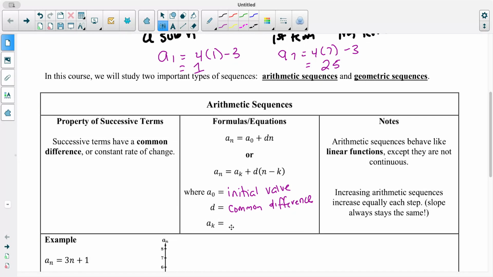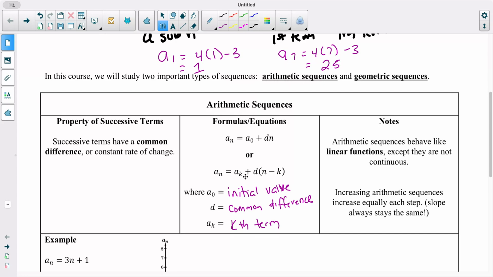It's just that a sub k is basically the kth term. Okay, so this is the form that you use when you don't have that initial value, right? You don't have the y-intercept, and you would have to work backwards to solve for it, which again, you did in Algebra 1, if they gave you a point on the line, or 2 points on the line, and then you had to find the equation for it, you would find the slope, which would be your common difference, and then you would go back and figure out what your initial value or your y-intercept was. It's not really any different.